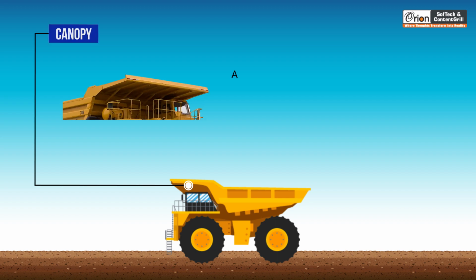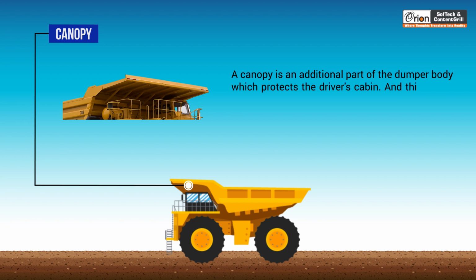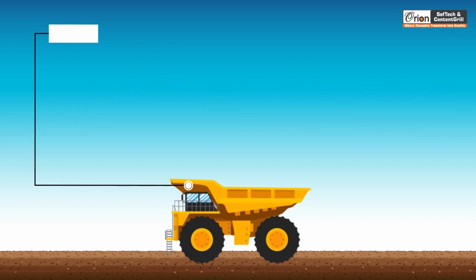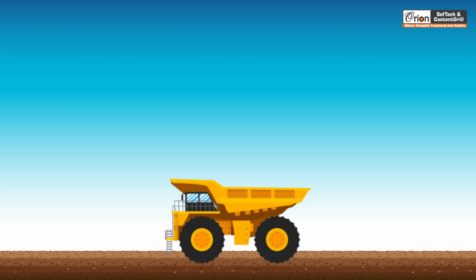Canopy. A canopy is an additional part of the dumper body which protects the driver's cabin. And this one is made up of the same sheet that was used to make the dumper body with the same gauge, which leads to additional weight to the dumper.